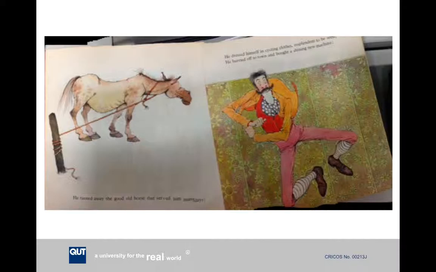Okay, so we've read this page. Sorry, I've gone a bit out of order now. We're back on this page. Okay, so he dressed himself in cycling clothes, resplendent to be seen. Now, what do you think the word resplendent means? And then we could talk through with students what those kinds of words might mean.